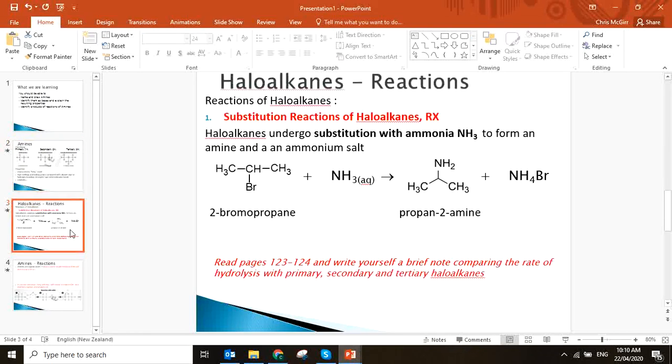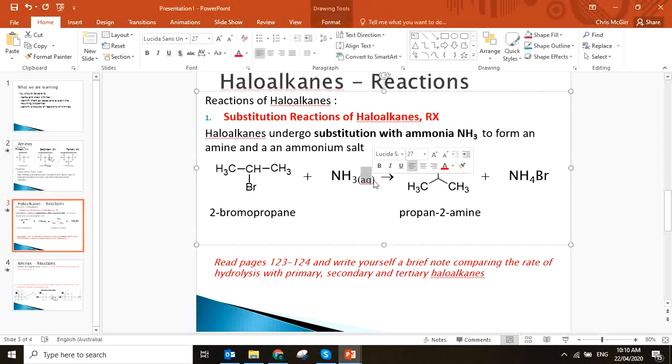Okay, so let's look at the reactions of amines. So first thing is we have covered this reaction already in the haloalkane section, which was at the end of last term while we were at school. And this is how you form amines. So you can get a haloalkane. Okay, in this example, we've got 2-bromopropane. You can add ammonia in aqueous solutions. This is aqueous ammonia, and it's going to form an amine and then an ammonium ion. So in this case, ammonium bromide.